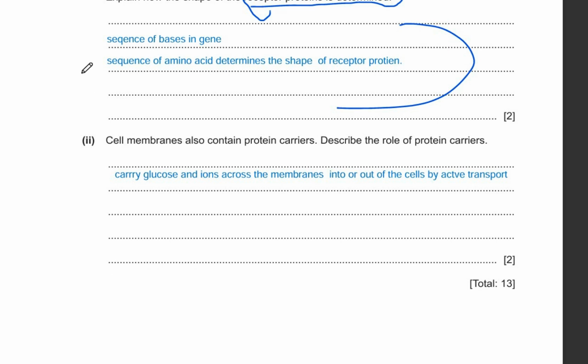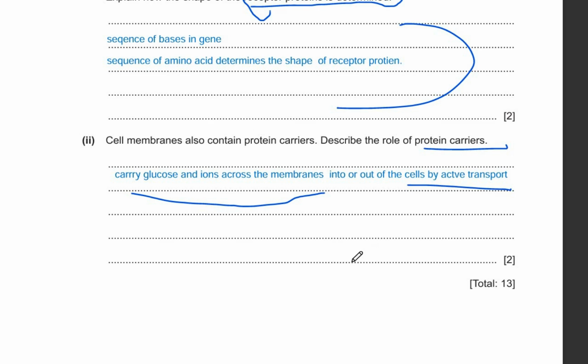Part 2 says cell membranes also contain protein carriers. The carrier proteins are responsible for the transport of molecules like glucose, ions, and polar gases across cell membranes, in or out of the cells, through active transport, that is, by using energy. So one mark for saying that they allow molecules to cross the membrane, and a second mark for saying that they use active transport.